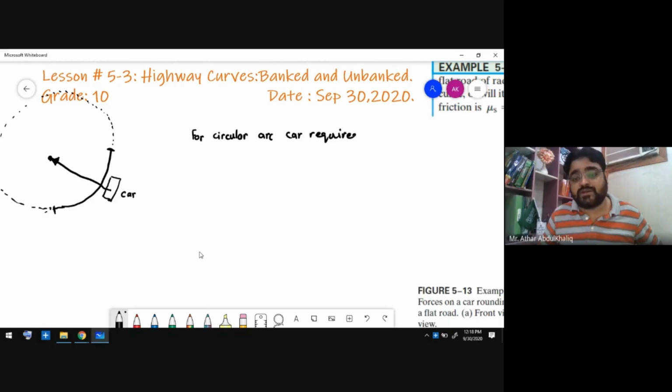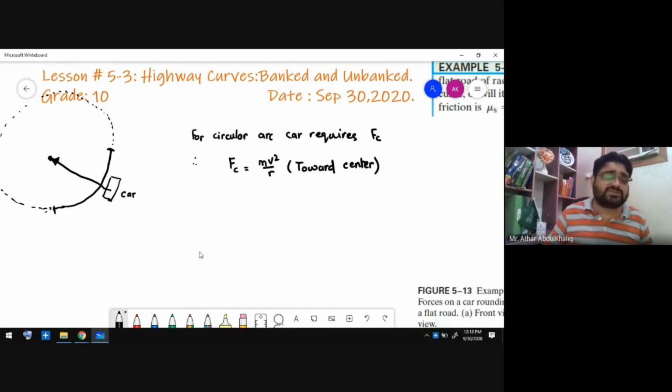centripetal force. First of all, it requires centripetal force, and you remember the value of the centripetal force is mv squared over r, and it is always toward the center of the circle. So this is the direction of the centripetal force, but actually this car is heading towards this direction. So I can say that this direction is the direction of the velocity.